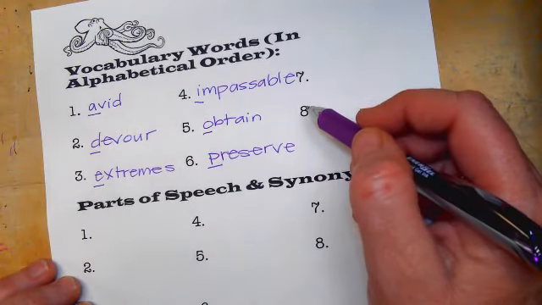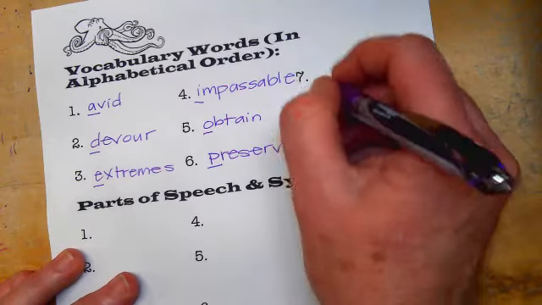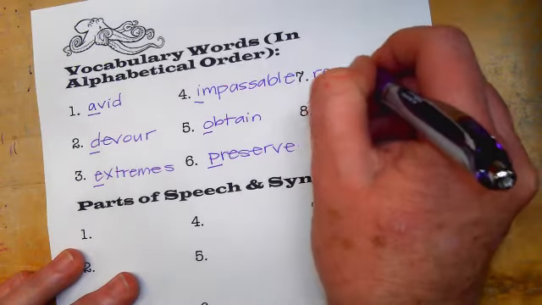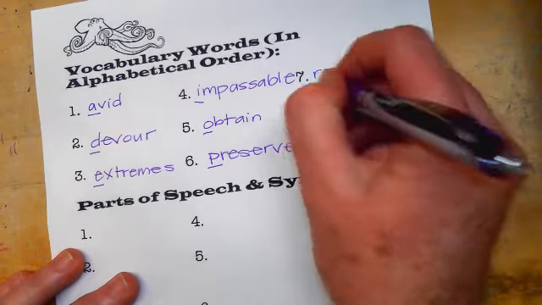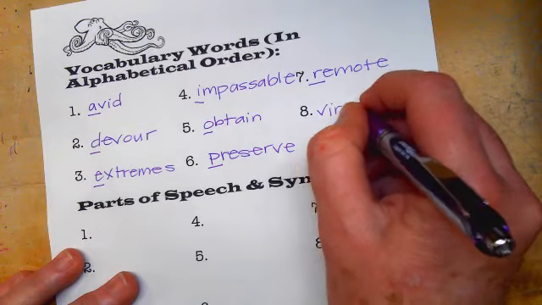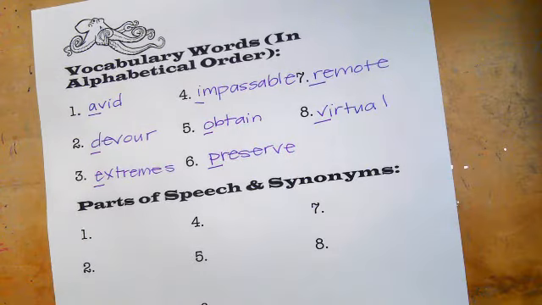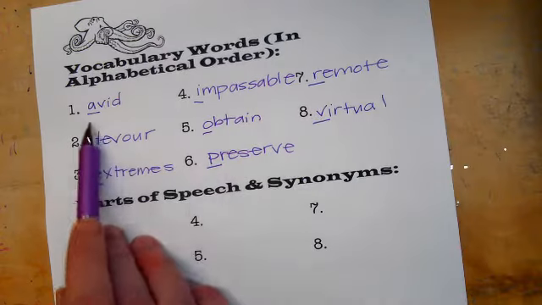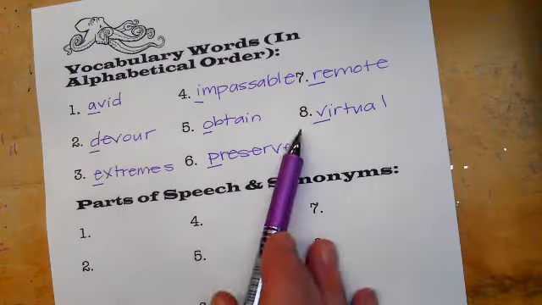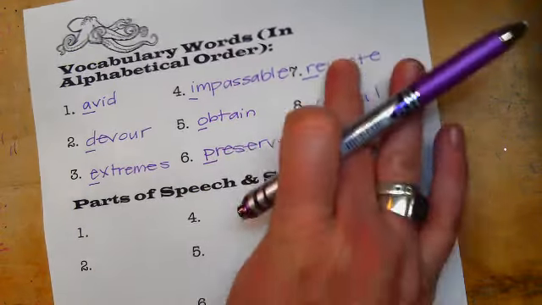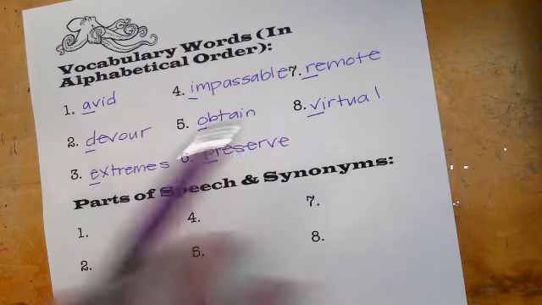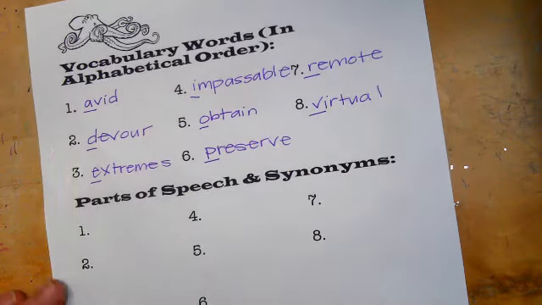R is remote and V is virtual. So I have remote and virtual. Before I move on, I'm just going to check. I'm going to sing the little alphabet song just to make sure that I have them in the right order. Because if you mess this part up, then it's easy to mess the other parts up too.